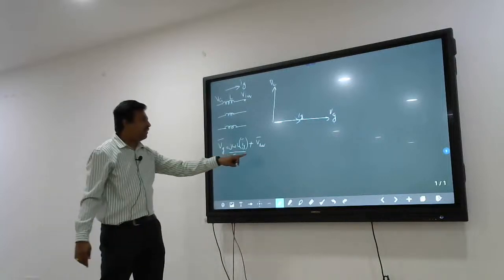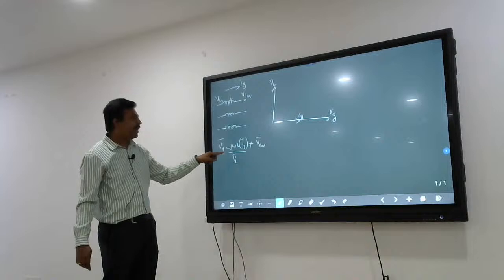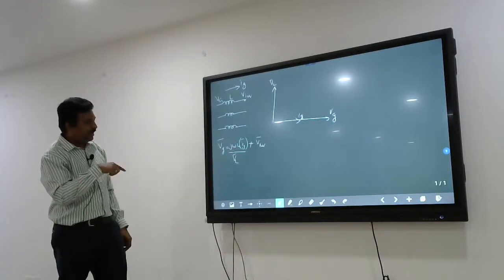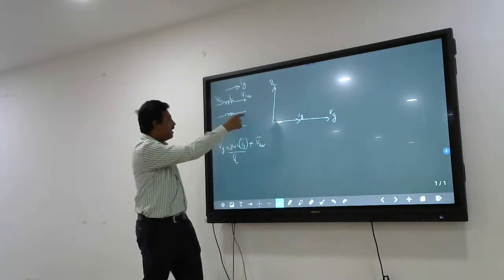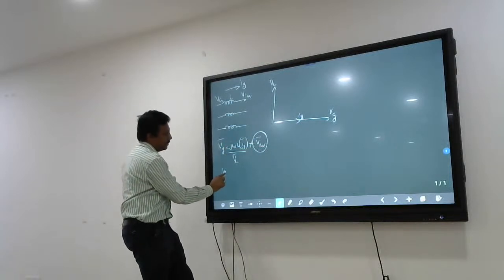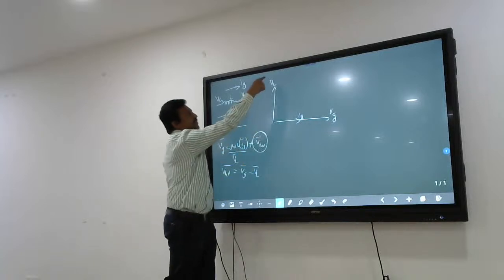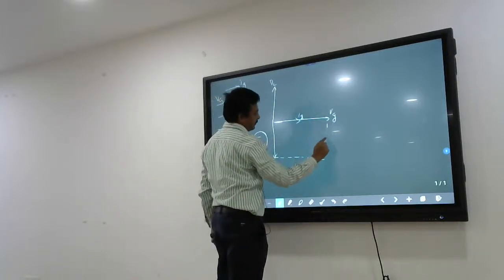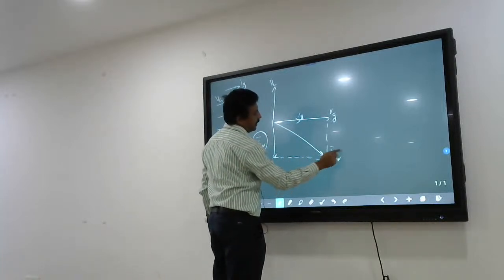So what is V inverter? V inverter is equal to Vg bar minus VL. Is it so? Correct? So generally, this is V, this is IL. So VL bar. Then what about V inverter? I want to draw V inverter. V inverter is equal to Vg bar minus VL bar. So plus VL bar is like this, minus VL bar is like this. Then the resultant is V inverter.